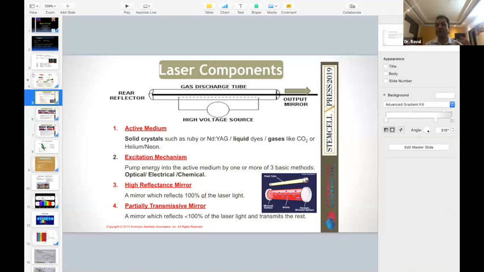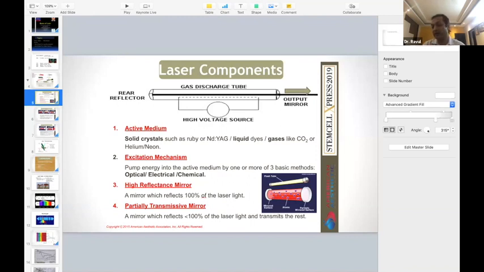You could have a liquid, like dye, what we call a dye laser. You could have a gas inside this, like CO2, helium, neon. Then you will say CO2 laser, helium laser, neon laser. You could have an Nd:YAG. Nd:YAG has two components: one is a solid component and one is a liquid component. So a combination of solid and liquid, then we call it an Nd:YAG laser.